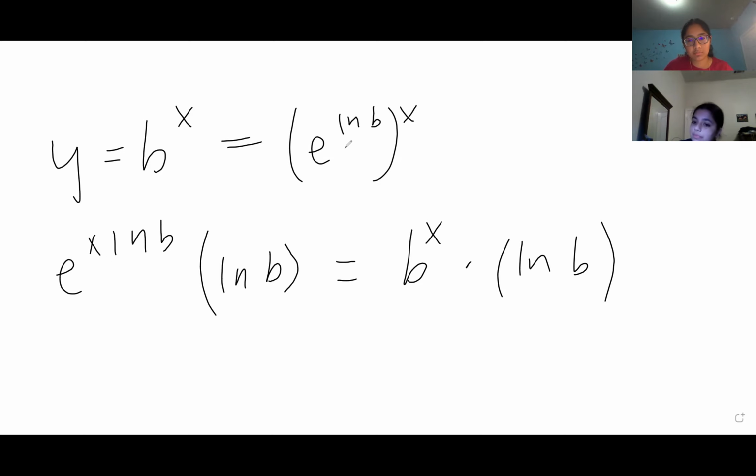Wait, what did you do? So basically you replace b with e to the ln b, and then you get e to the x ln b. So it's basically the same thing that we got in A. And then you do the derivative of this, and then you just get this.